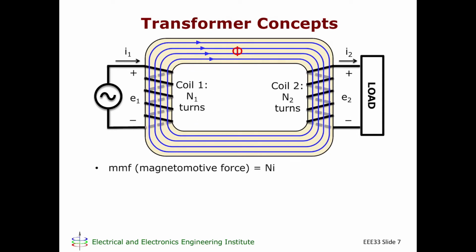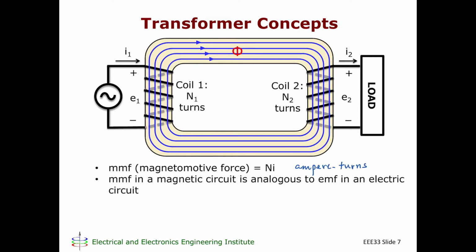Let's define a new quantity, MMF or magnetomotive force. Magnetomotive force is associated with a coil carrying a current I. It is equal to the number of turns times the current, and this is measured in ampere turns. MMF in a magnetic circuit is analogous to EMF, or electromotive force, in an electric circuit. MMF is the force that pushes flux to flow in a magnetic circuit, whereas EMF is the force that pushes current to flow in an electric circuit. EMF, by the way, has the unit volts.